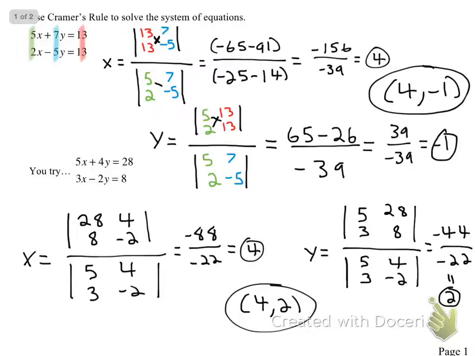But as you can see in the U try, the denominator remains the same on both. We have the x column and the y column. The numerator for x, we replace the x column with what the two equations equal, 28 and 8. And for the y, when we're solving for y, replace the y column in the numerator with 28 and 8. Everything else remains the same. You should have gotten 4 and 2.